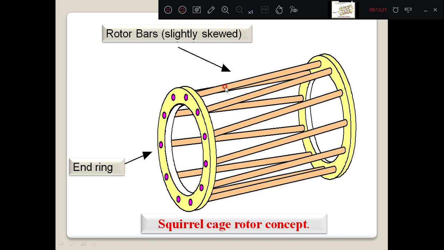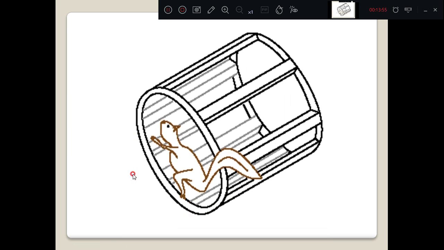Okay, you can see here, these are the conductors. These are not parallel to the shaft. They are a little bit skewed, so that there should not be any locking. That we are studying in detail. You have to remember that in the rotor, the conductors are a little bit skewed, meaning they are not parallel to the shaft, and at the end these are short circuited through the end rings. Then it is called the squirrel cage. It looks like the cage of a squirrel, therefore it is called a squirrel cage induction motor.